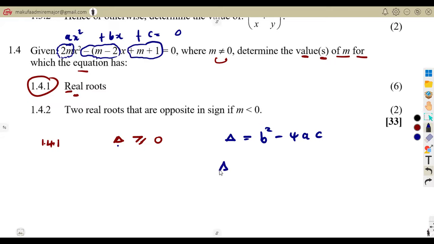So meaning to say we could have calculated this delta, which is our discriminant. B, like I said, the whole part of B, that's minus into m minus 2, but it must be squared. This is b squared. All right, minus 4a. Our a is 2m times c, the constant part where we do not have x. So where we do not have x, that's this part of m plus 1. So this is the part of your discriminant.